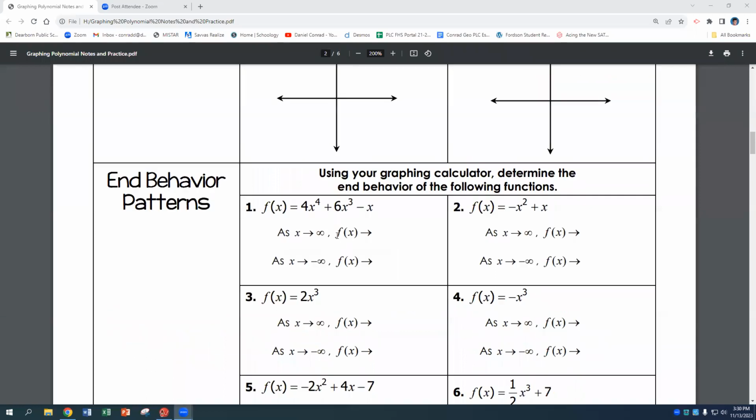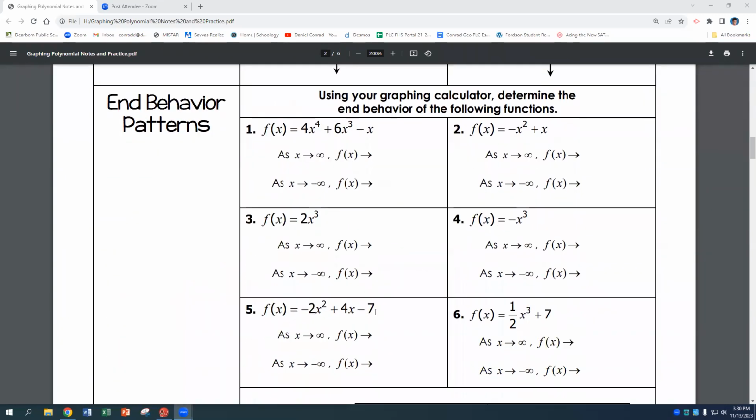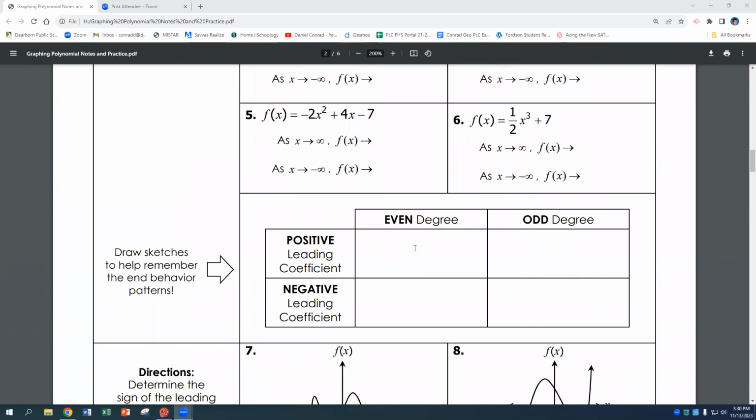All right, so I'm going to fill in actually the box at the bottom first before we answer 1 through 6. Okay, so we want to fill in our sketches here to help us remember end behavior. So I'm going to put some x and y intercepts here. x and y intercepts. And all of these.